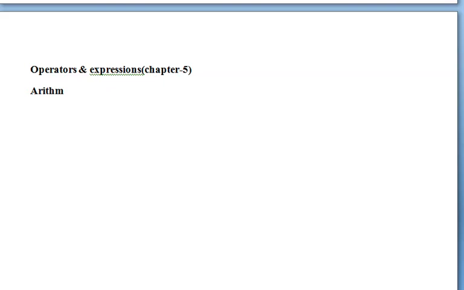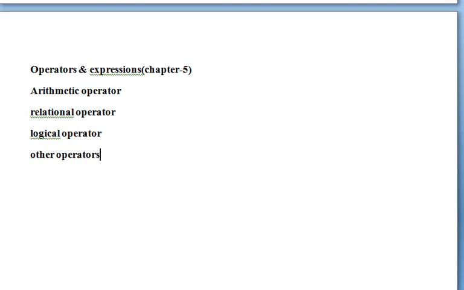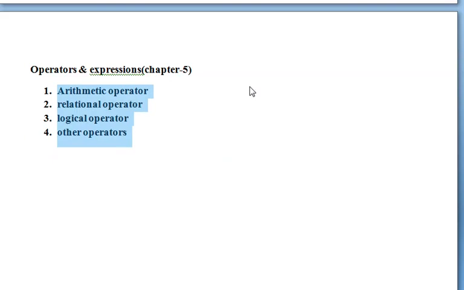One is the arithmetic operator, next is the relational operator, next is the logical operator, and some other operators which we will be discussing in our upcoming classes. Fine. So these we have to discuss.